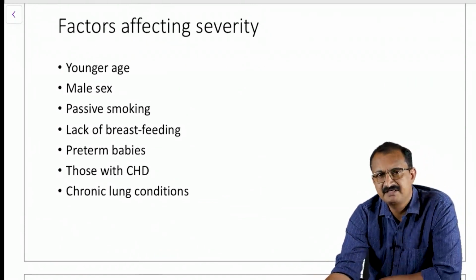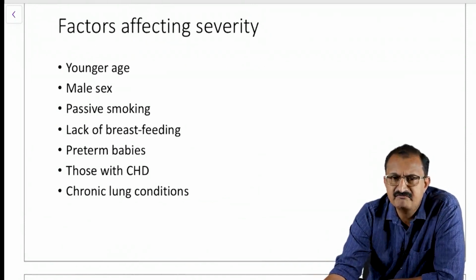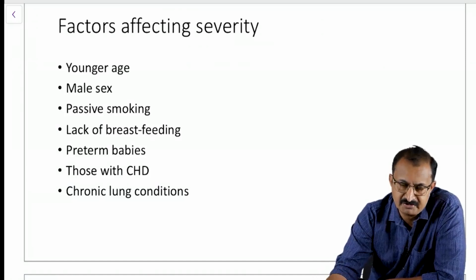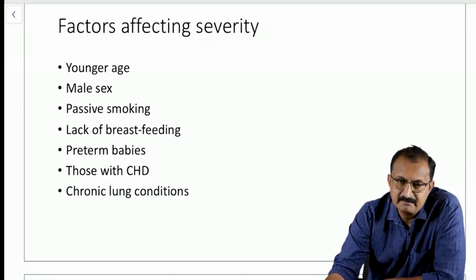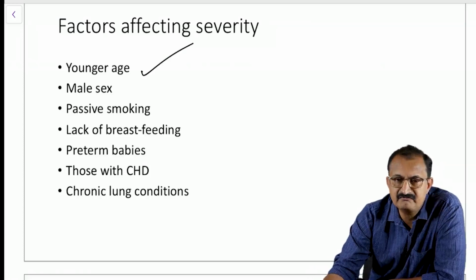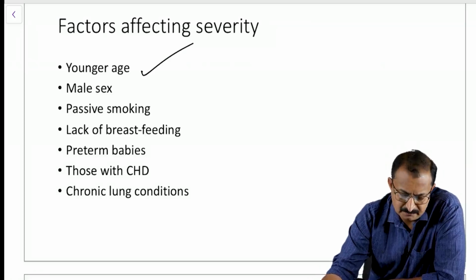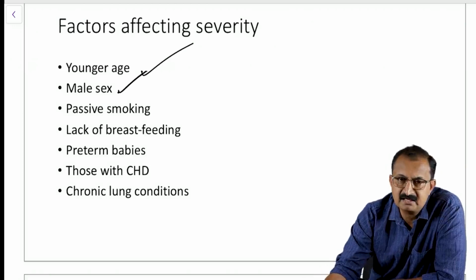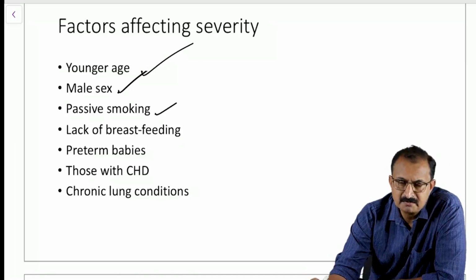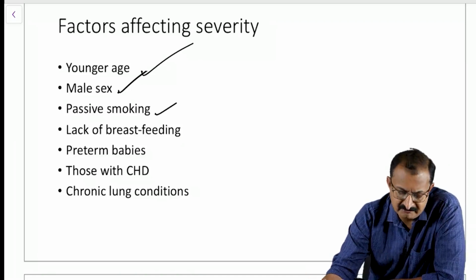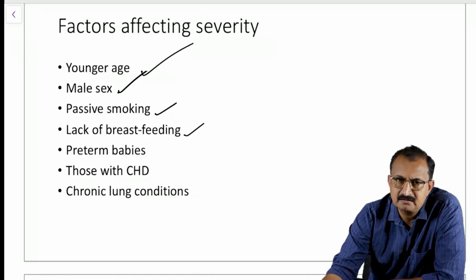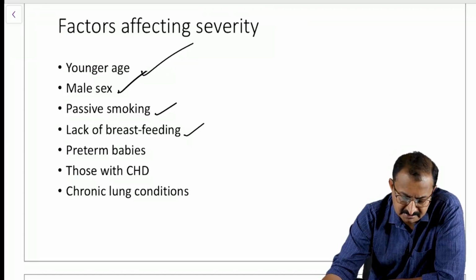And the factors affecting severity of bronchiolitis: all infants who get infected with RSV may not develop the clinical picture of acute bronchiolitis, and the manifestations depend on certain factors like younger age. The smaller the infant, the more the manifestations can be. Male sex, usually male children are more severely affected than females. Those exposed to passive smoking are more severely affected. Breastfeeding offers significant protection for the development of acute bronchiolitis.